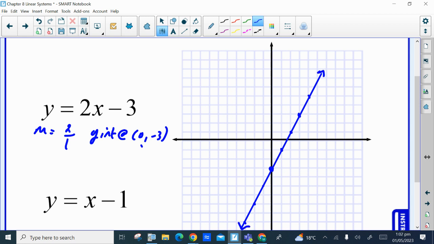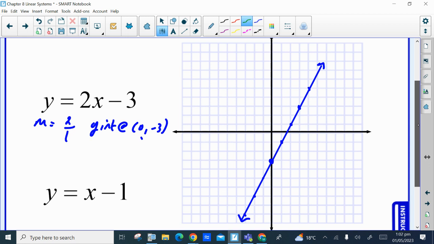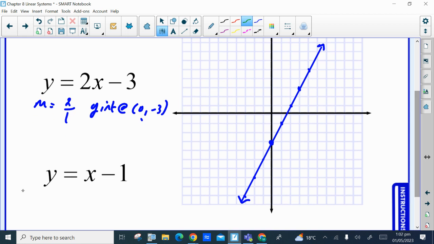So there's that line. Again, the second line is in slope-intercept form, and the slope is the number in front of x, which is 1. Even though there's no 1 there, we know x means 1x. And we always write it as a fraction, so it's rise over run. Our y-intercept is the constant, which is where x is 0. It's 0, -1. And then we'll rise 1 and run 1.